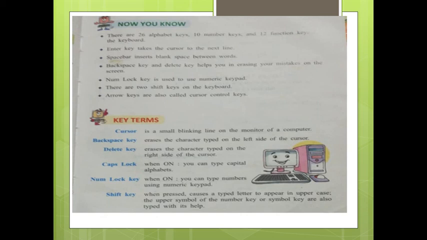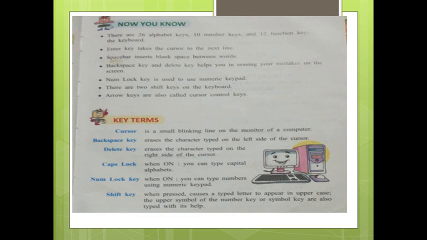Enter key takes the cursor to the next line. Space bar inserts blank space between words. Backspace key and delete key help you to erase your mistakes on the screen. Number lock key is used to use the numerical keypad. There are two shift keys on the keyboard. Arrow keys are also called cursor control keys.